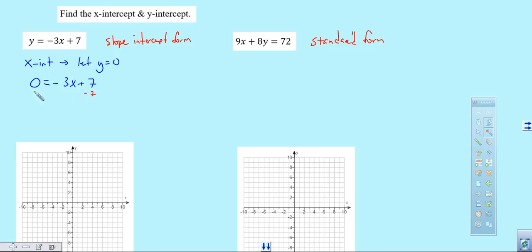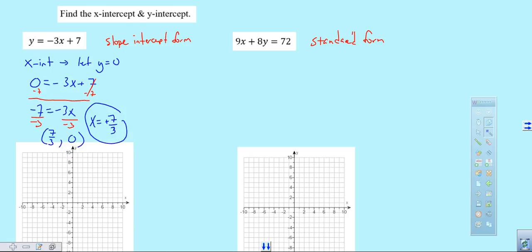So minus 7, those cancel. I get negative 7 is equal to negative 3x. I divide by negative 3, I divide by negative 3, and I find out that when my y value is 0, my x value is 7 over 3. So that would be my x-intercept.